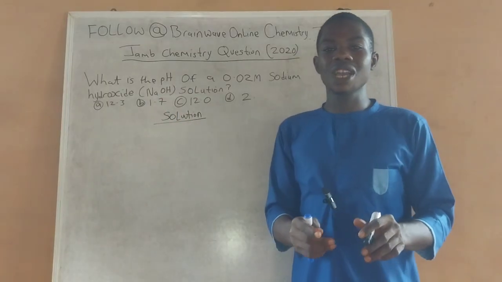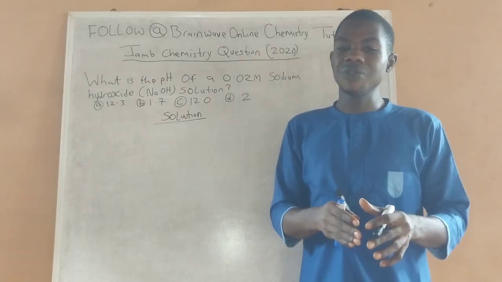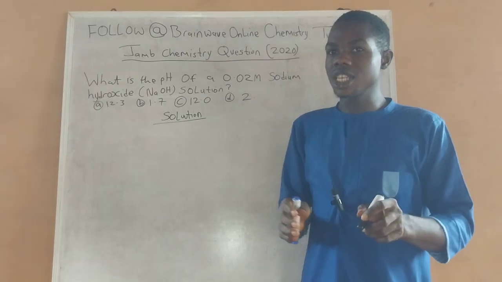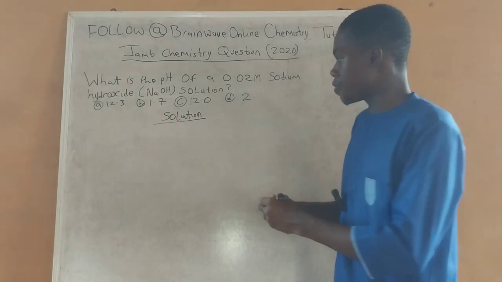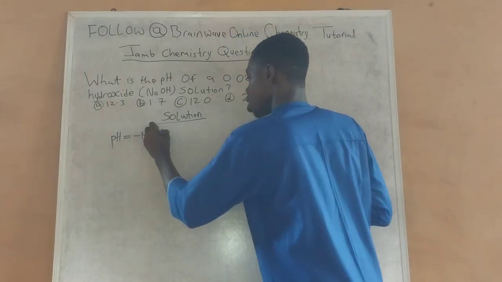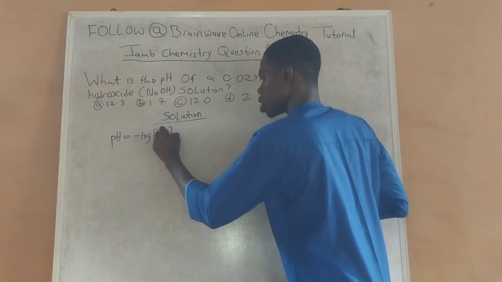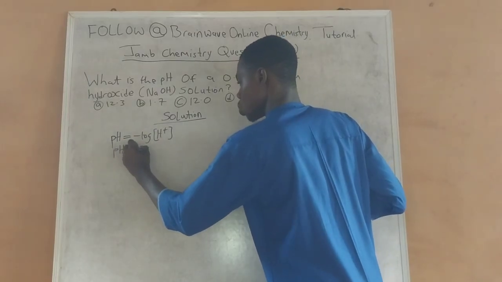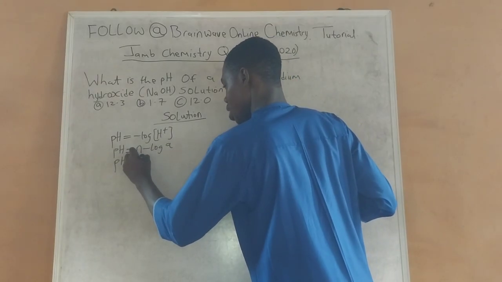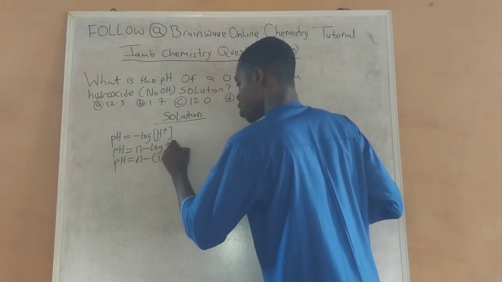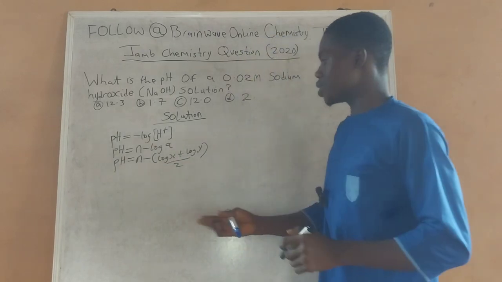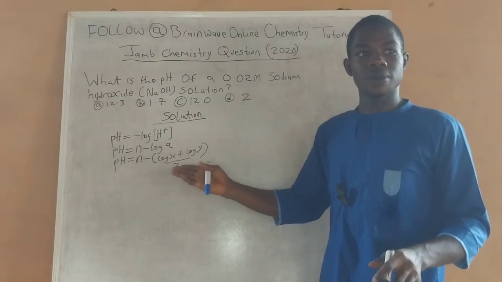In one of my previous videos, I gave some formulas for calculating pH. If you have not watched it, it is advisable for you to go and watch it. Today, I'll be revisiting those formulas. The first was pH equals minus log hydrogen ion. The second was pH equals N minus log A. The third was pH equals N minus open bracket log S plus log Y over 2 close bracket.